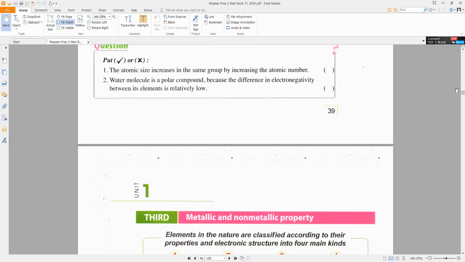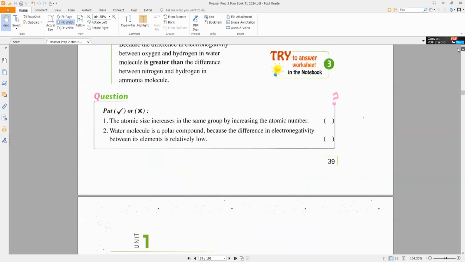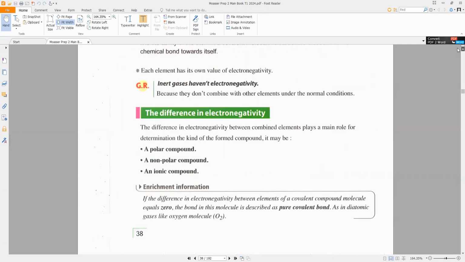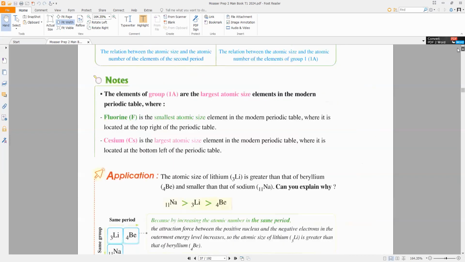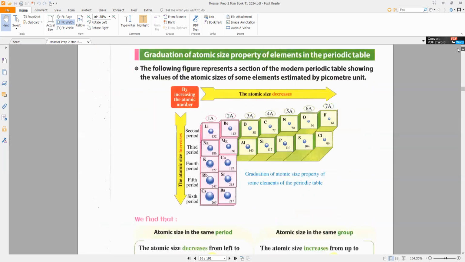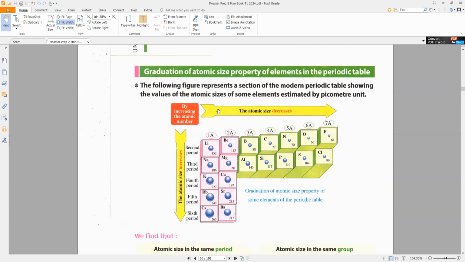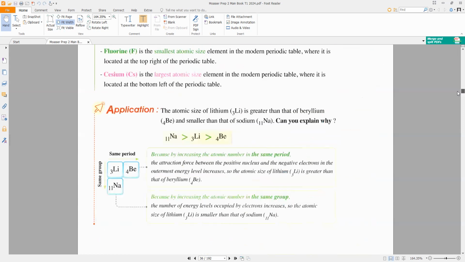So in the modern periodic table, what is the location of metal and non-metal? The metal is located on the left side of the table, the non-metal on the right side of the table, the noble gas at the maximum right side of the table, and the metalloid between metal and non-metal.